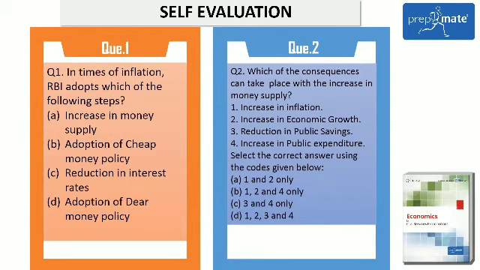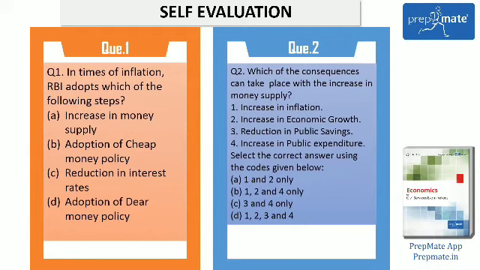Question number 2. Which of the consequences can take place with the increase in money supply? Increase in inflation, increase in economic growth, reduction in public savings, increase in public expenditure. Statement 1 is correct. Increase in money supply increases demands for goods and thus causes inflation. Statement 2 is also correct.